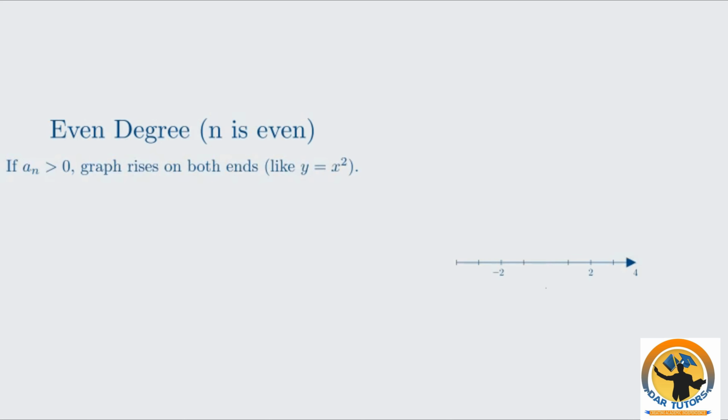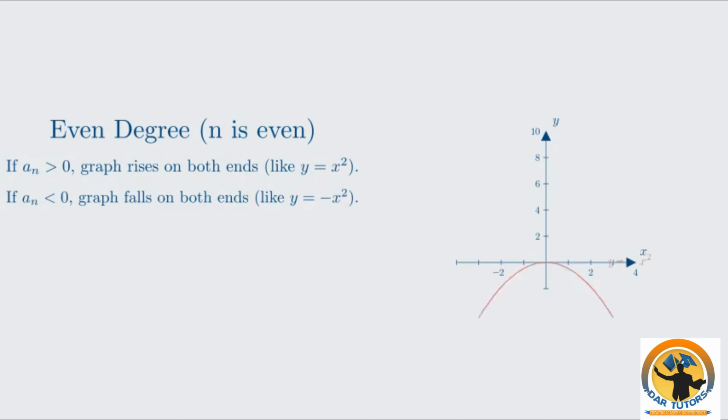If the leading coefficient is positive, the graph rises on both ends. Think of a standard parabola, y equals x squared. As x goes to infinity or negative infinity, y goes to positive infinity. If the leading coefficient is negative, the graph falls on both ends. Consider y equals negative x squared. As x goes to infinity or negative infinity, y goes to negative infinity. So for even degree polynomials, the ends of the graph always point in the same direction.